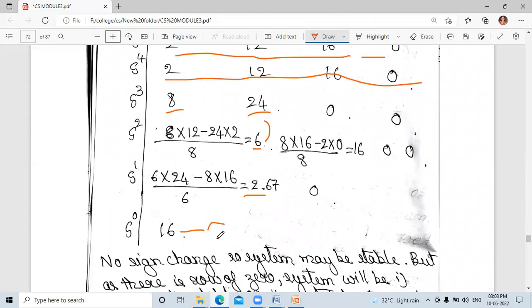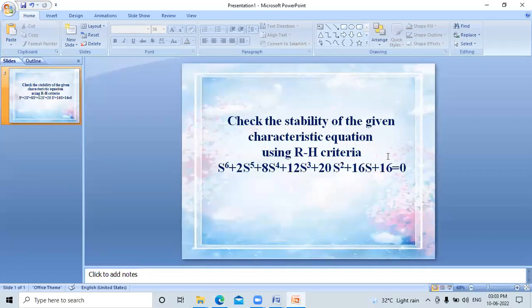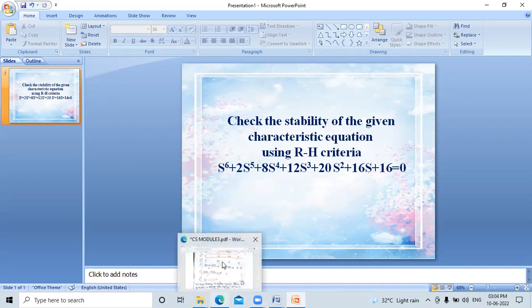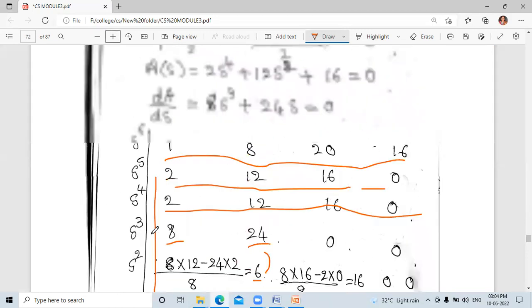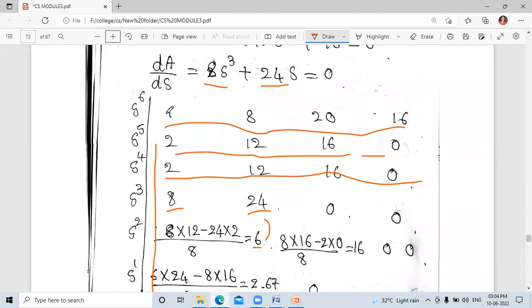Next value is the last value. What is the final value? That is 16. So it is in the question only, 16. You can observe here, this is the final value 16 that you need to substitute in the s to the power of 0. So no sign change, so the system may be stable. In the first column, you always need to check the first column. This value is positive, this is also positive, and everything in the first column is positive.